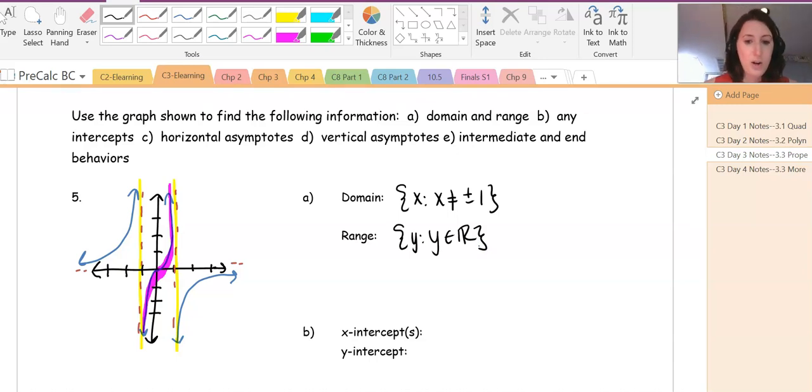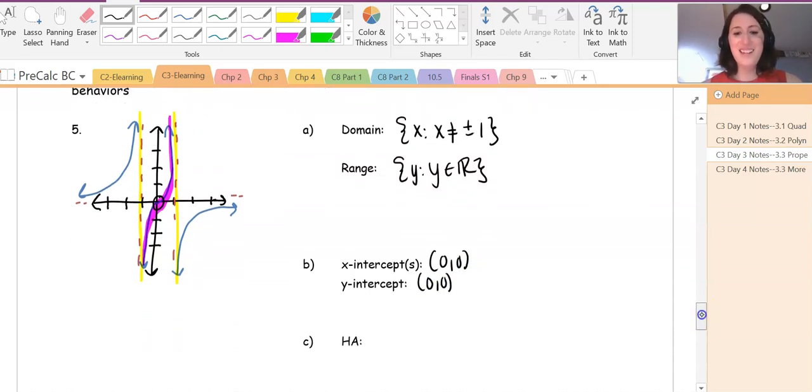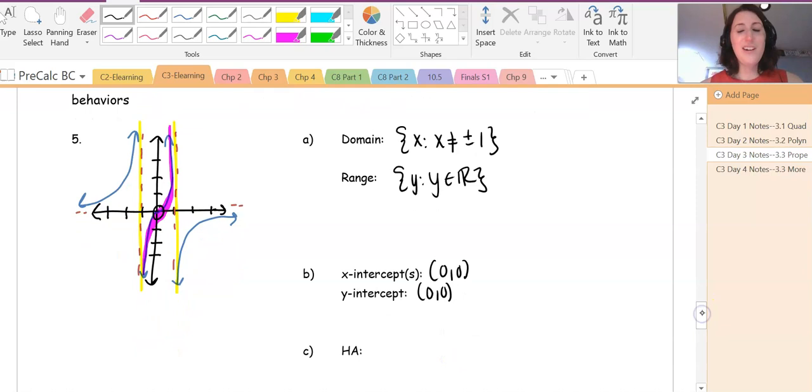X-intercepts. Okay, well, x-intercepts, looks like there's one right there. So (0, 0). And hey, guess what? That's our y-intercept too. Great. Horizontal asymptote. All right, well, it's drawn in for you. Horizontal asymptote is right here at y equals 0.